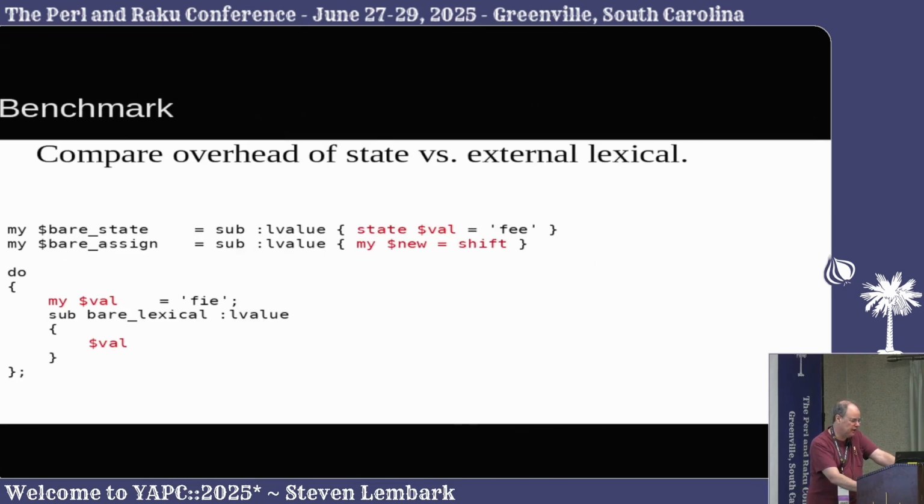Now, I was looking at this to benchmark it. How well does this work? So if I might have something that I assign as a bare state, and if I just say the state eval equals or my new equals shift, those are the two basic operators that I'd be testing: my value is this, and assign the value.